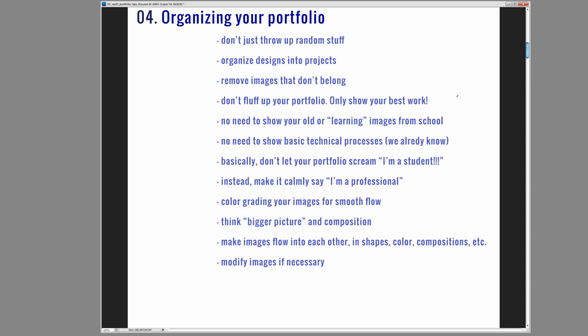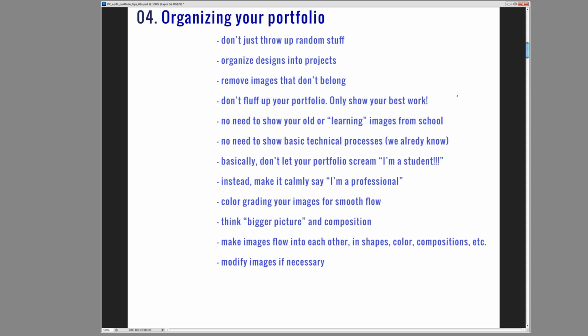So I mentioned no need to show basic technical processes because we're industry people, we know that. For example, you drew a drawing and then you show the perspective grid, then you show that you do line drawing in the perspective grid, then you show a value pass, then you show black and white, then you show a color addition, and then you show the final. We don't need to see that process.